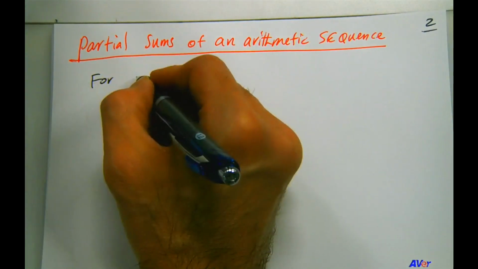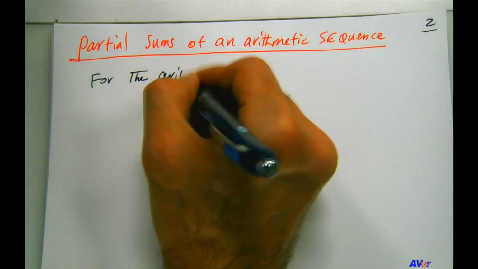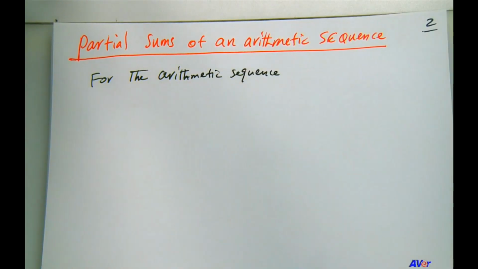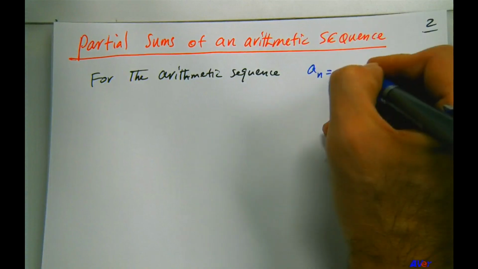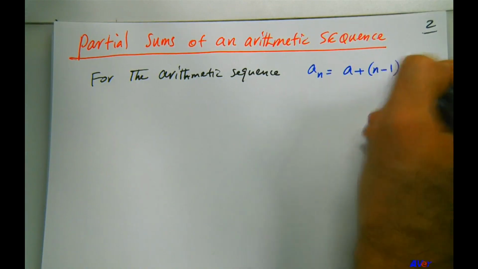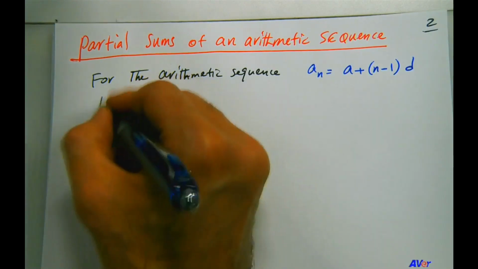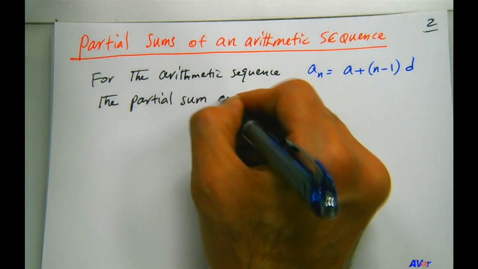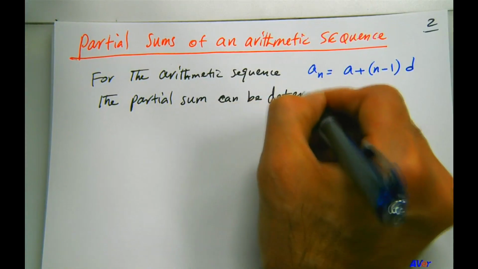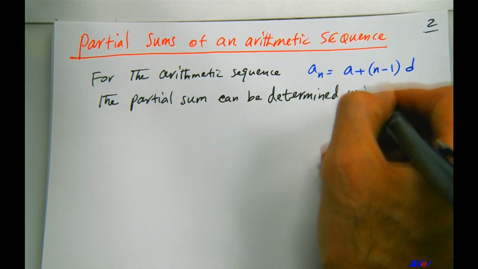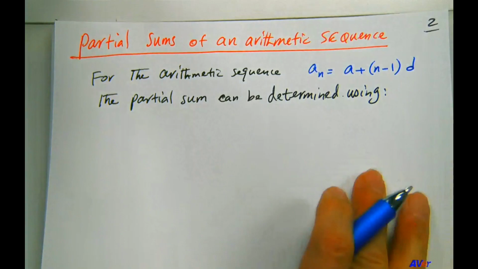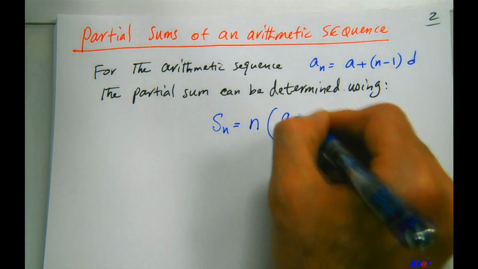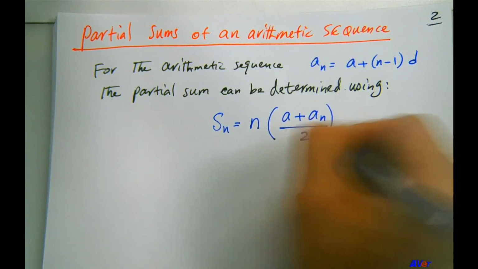So for the arithmetic sequence that we just mentioned, and that we know of being of this form, using this formula: S sub n is equal to n times (a plus a sub n) over 2.